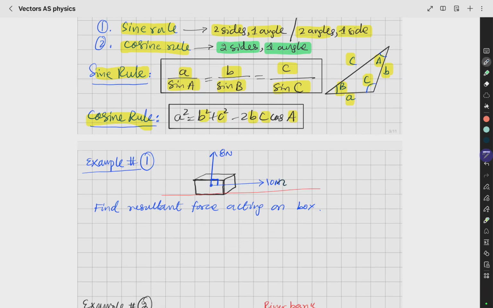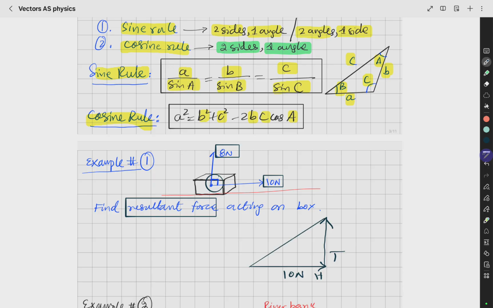Suppose that there's a box which is under the action of two forces, 10 Newton and 8 Newton, and both are at 90 degree angle as shown over there. So you have to find the resultant force acting on it. So what you do is you align these two vectors according to head to tail rule. So first you draw 10 Newton and then you draw 8 Newton following head to tail rule. This is head and this is tail. Then you draw the resultant. So this is your resultant vector.